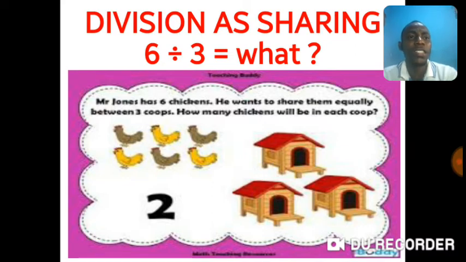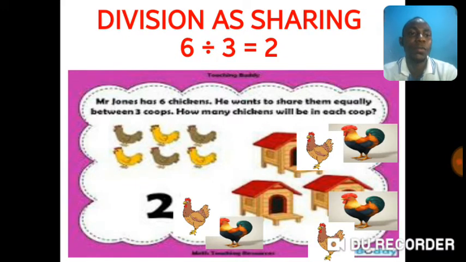Think about this. 6 chickens and 3 coops. All right. Let's check this out. We can figure out that in this picture, our answer is 2. 6 divided by 3 is 2.